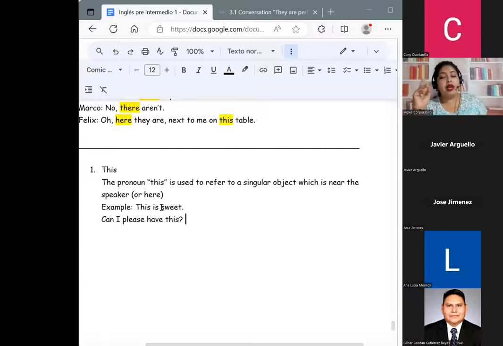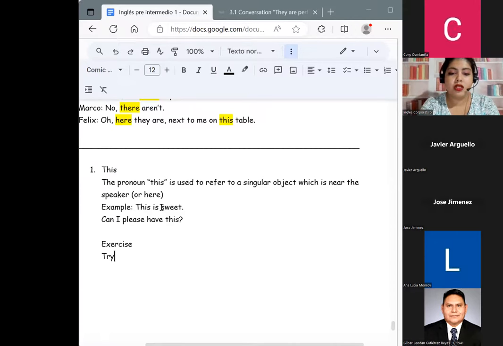So in this case, we have two different examples of things that we have near us or in the same place. Now, you are going to think about one sentence using the word this. And we are going to make a list of examples. So we have here the exercise.